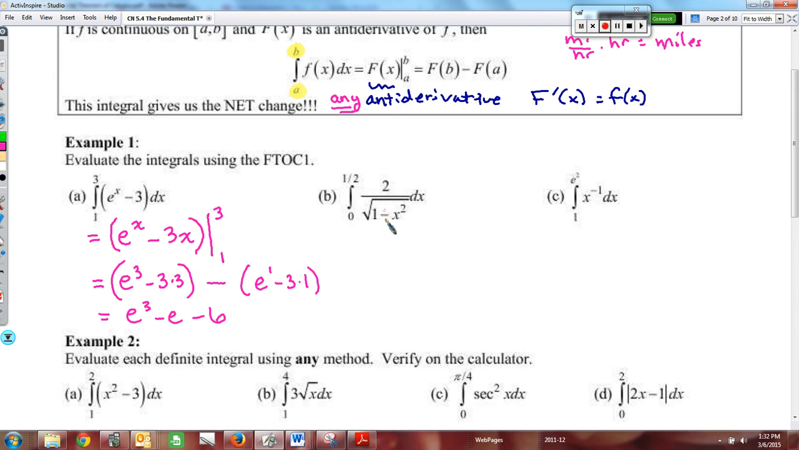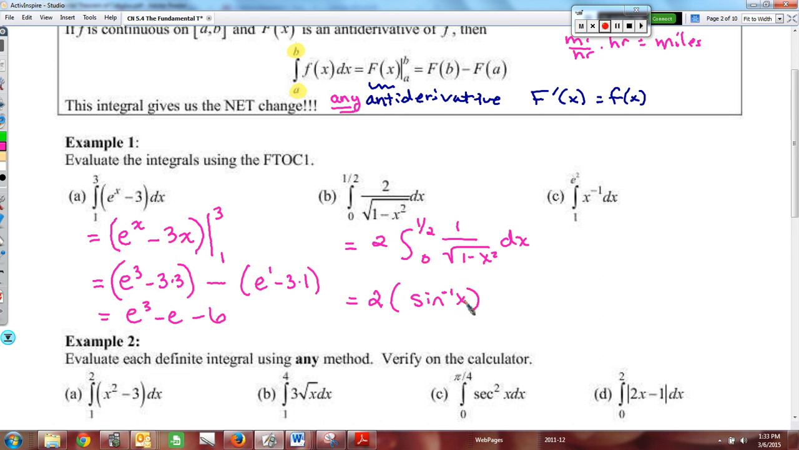Same thing here. First thing you want to do, and we still use some of these properties, this is really a constant times a known derivative. I'm going to pull out the 2 because I know that 1 over the square root of 1 minus x squared is a known derivative, and that is the derivative of your inverse sine function. So I now find the antiderivative. The antiderivative of this is inverse sine of x.